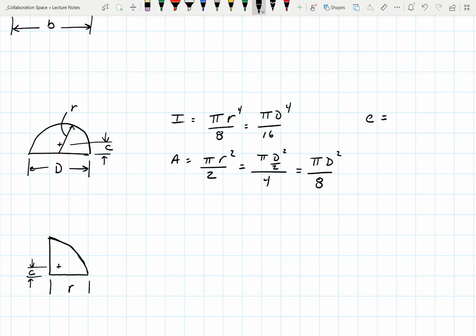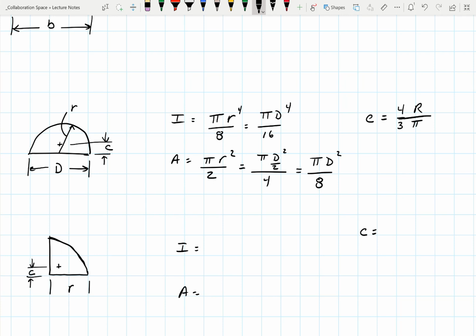And they don't give it to you in the book? I think I got it. For C, the centroid for a semicircle: 4r over 3 pi. So this one's 4/3 r over pi, okay? And we'll come back to this one in a second, but let's do the centroid there as long as we're having fun.